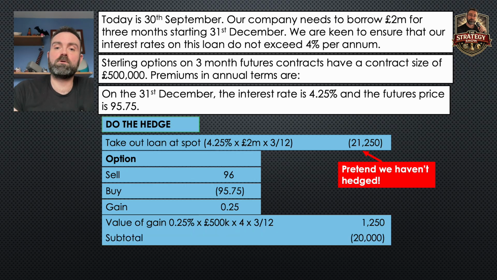We then set this off against the interest that we've paid on the loan at open market rate. Now, if we subtotal this here, so we take our £21,250 payment, net off the £1,250 gain, we get £20,000 of net interest payments. Now, let's sense check this.